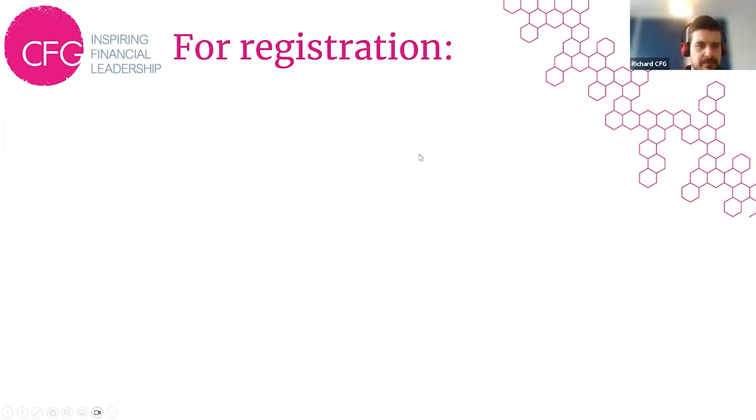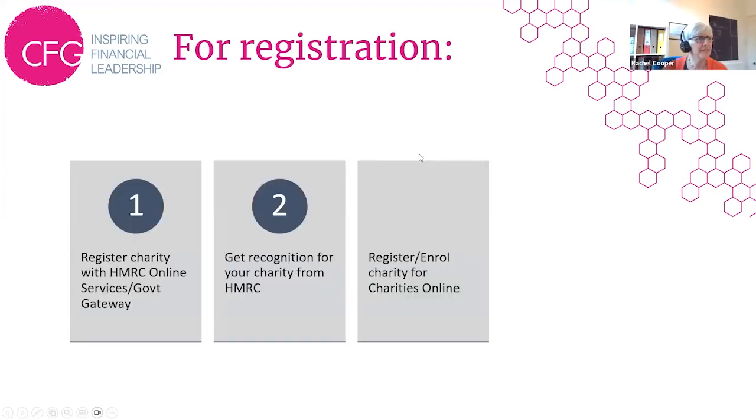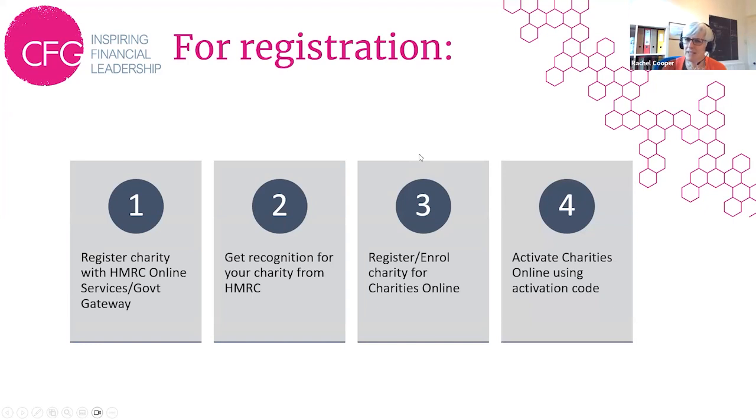That's right. So there's a slightly odd four-stage process for registration. Steps 1 and 2 you might be able to get through in one go, because you have to register your charity with HMRC online, and then you have to get recognition from HMRC, and then you have to register or enroll, and then you have to activate it.